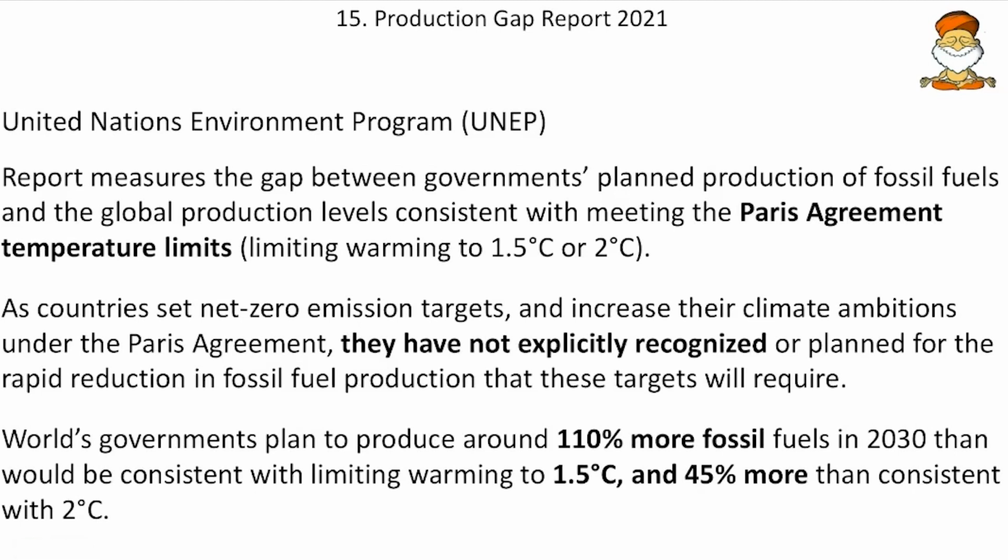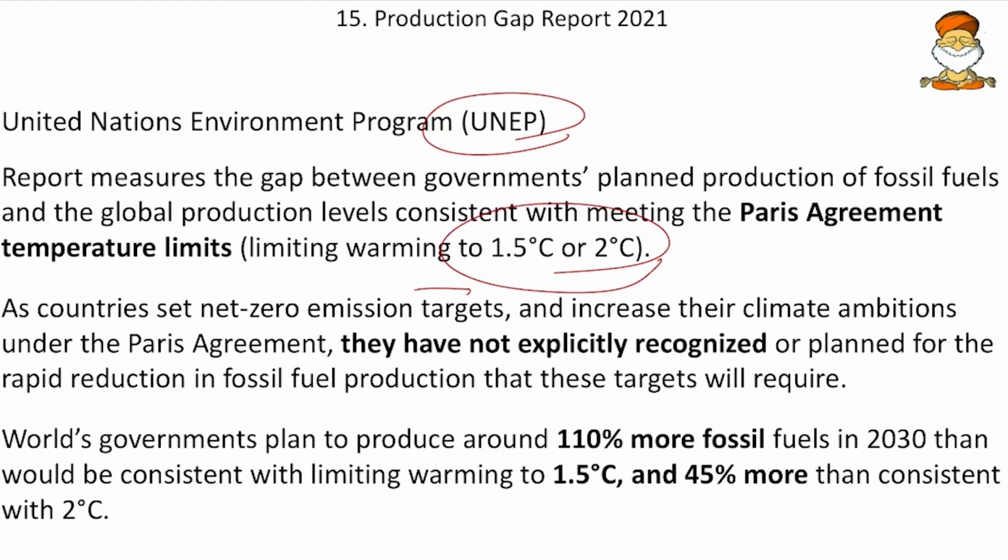Then come to next, the Production Gap Report 2021. This is also from UNEP. So we got three reports from UNEP. Cross-check and revise that. The report measures the gap between the governments' planned production of fossil fuels and the global production levels consistent with meeting the Paris Agreement temperature limits, that is 1.5 or 2 degrees Celsius. So again, it is the gap which we are measuring: going with the current pace of production, to what level will we produce fossil fuels, and in order to limit warming, what ought we to produce.